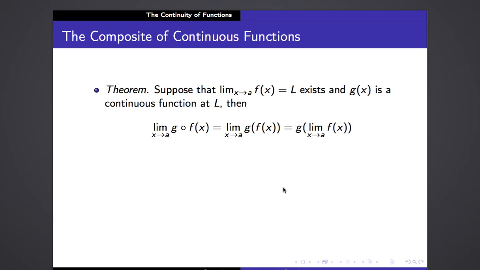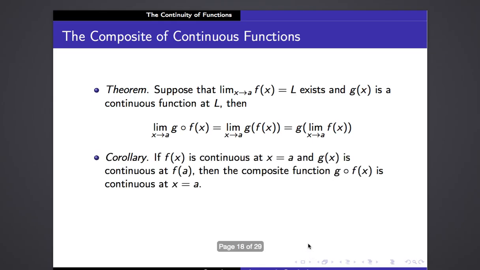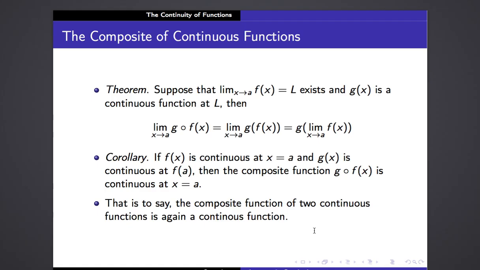Now, this is a very important property by itself, but it also leads to the following corollary. If f of x is continuous at x equals a and g of x is continuous at f of a, then the composite function, so this is how you read it, f followed by g of x, is continuous at x equals a. In other words, the composite function of two continuous functions is again a continuous function, as I mentioned earlier.